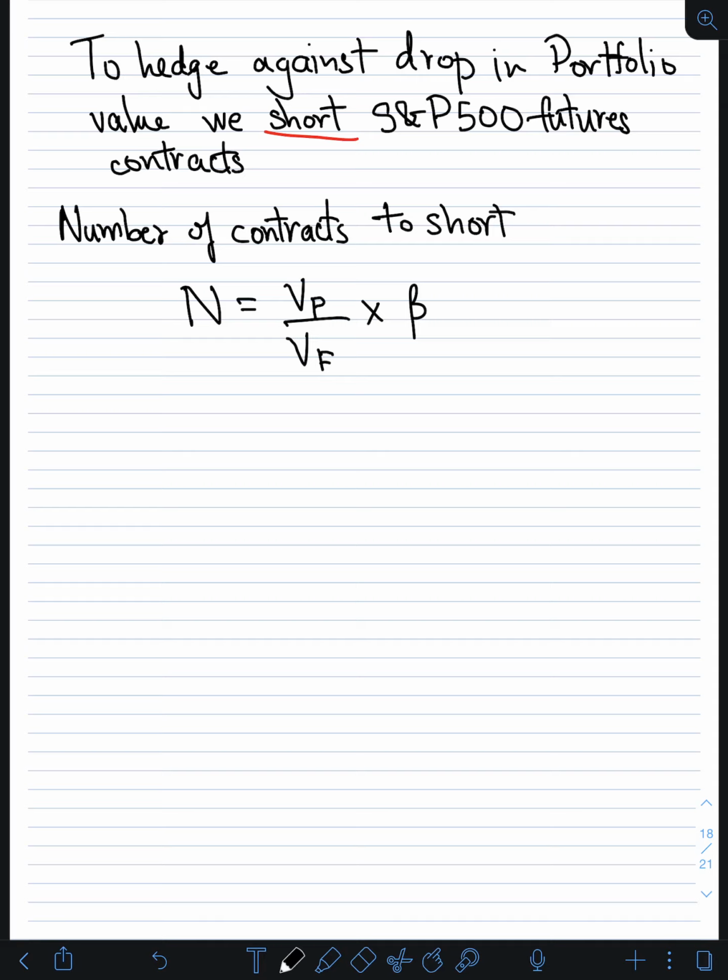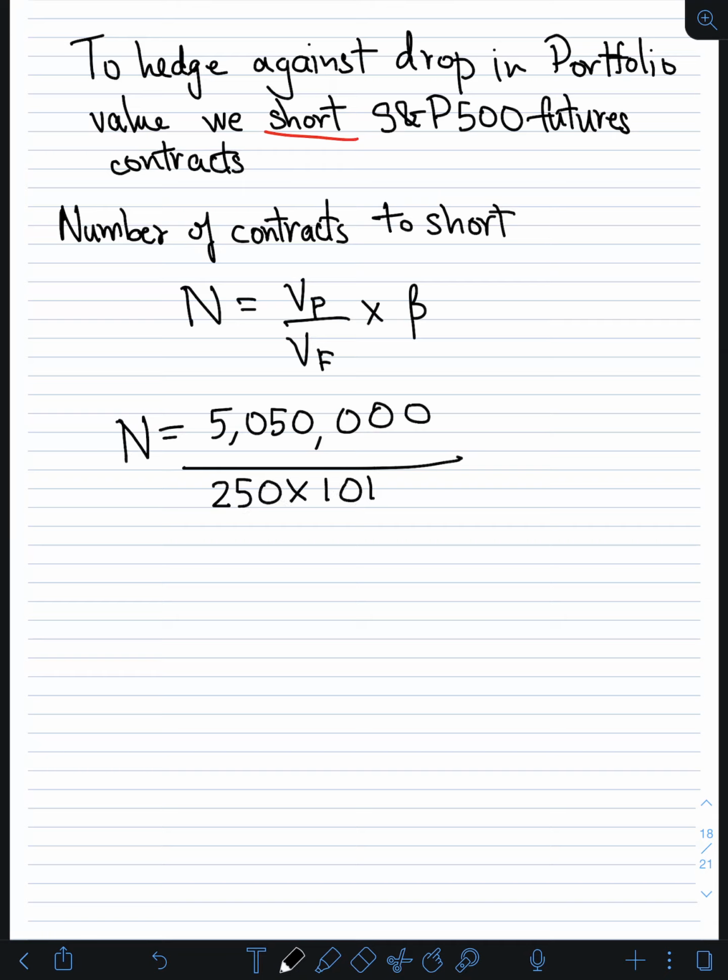Okay, so we have all the information given to us. Our value for the portfolio is 5,050,000. The value of the futures contract is 250 times 1010. The beta of our portfolio is 1.5. If we do that calculation, we get 30 contracts. What are we going to have to do? We're going to short 30 S&P 500 futures contracts in order to hedge our portfolio.